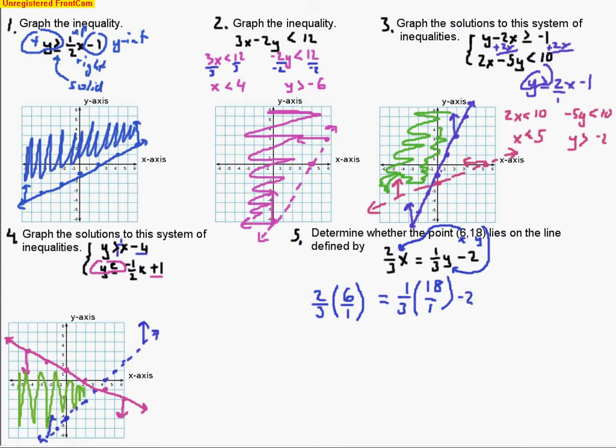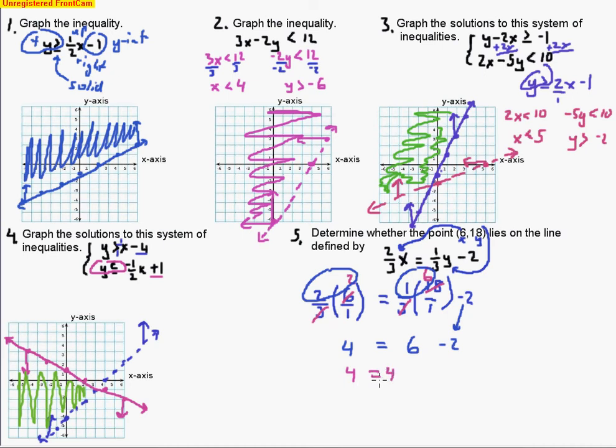So now we can go ahead and do some work. We can cross-cancel. 3 goes into 6 2 times. This 3 goes into 18 6 times. Now let's multiply across. The 2 and 2 end up multiplying to make 4. Here, 1 and 6 make 6. Make sure you bring down this negative 2 and then finish off the problem. So we're left with 4 equals 4.